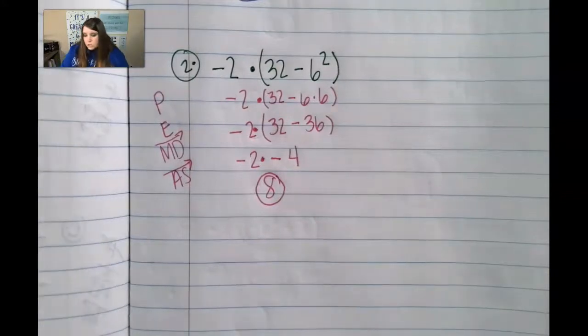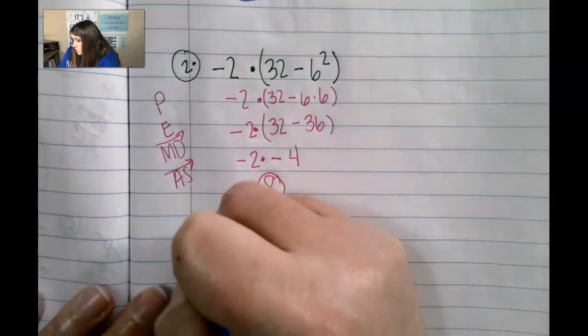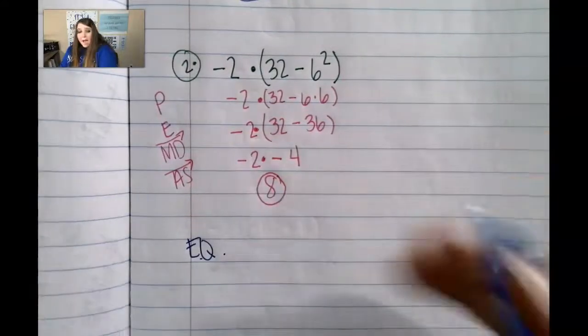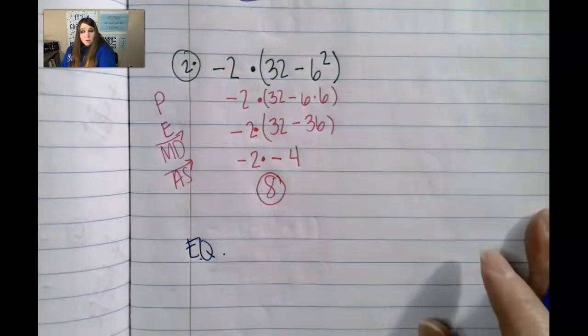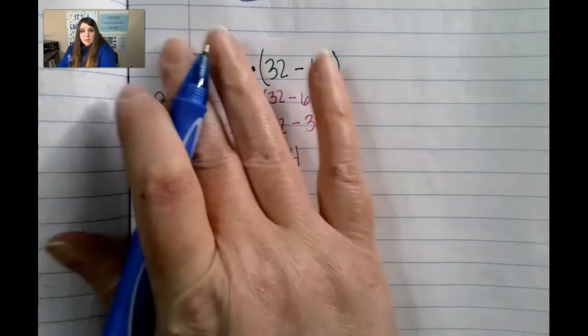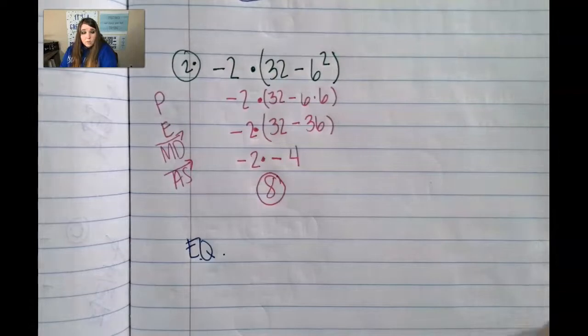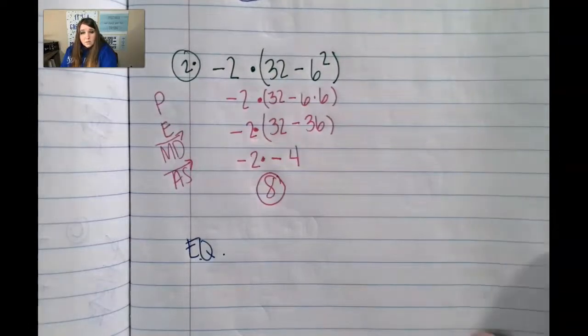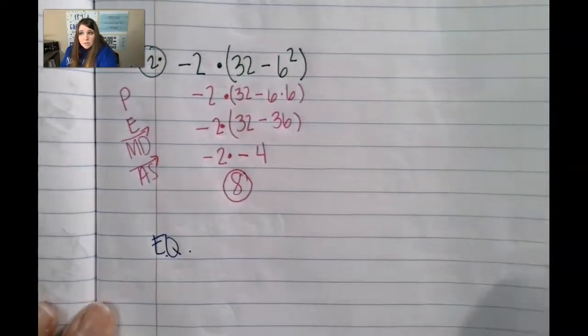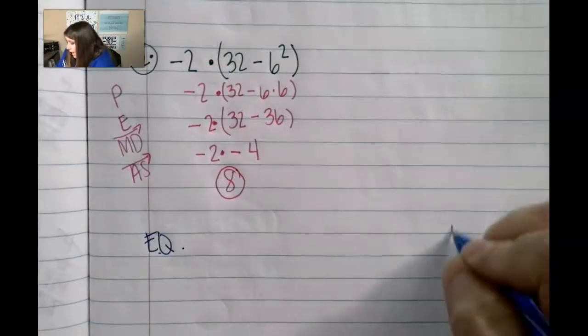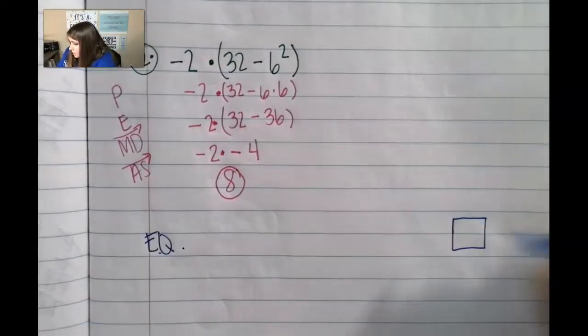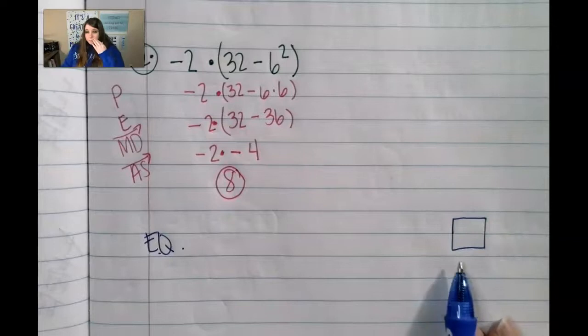All right, it is your turn now to go ahead and answer your essential question. How do we solve expressions when they have exponents using the order of operations? So go ahead and answer that question. What is something that you can summarize? And then out to the side, go ahead and put your level of understanding.